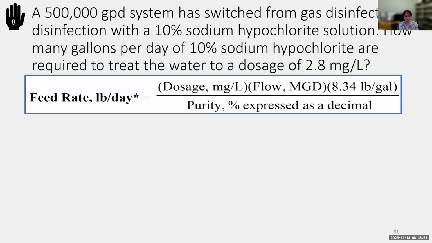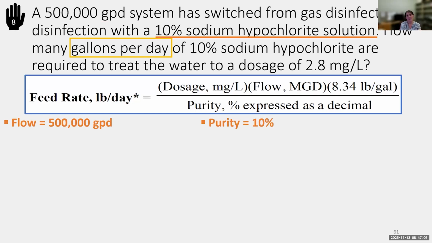Well, what are we trying to calculate? We're trying to calculate how many gallons per day. And so that is our feed rate. We are told that we have a flow of 500,000 gallons per day with a purity of 10% and a dosage of 2.8 milligrams per liter.